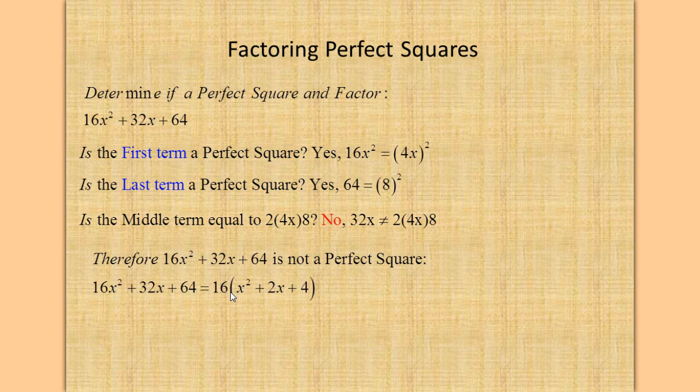But you can factor it. You can pull out the greatest common factor, which is 16. And now you're left with x squared plus 2x plus 4. Can you factor this? Well, the trick to knowing this is, look at the last term. What two terms can you multiply to get 4 and add to get 2? If you can't think of a pair that works, then you can't go any further. You would have to use the quadratic formula to factor this. Okay. Let's continue.